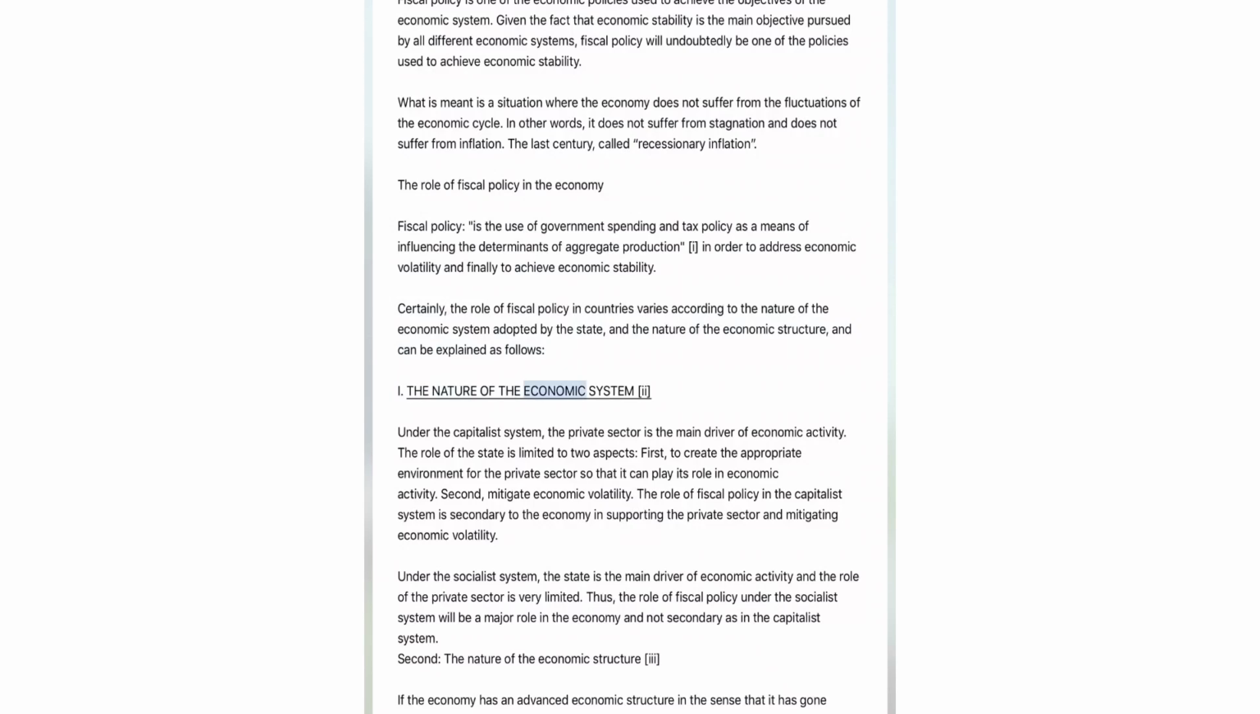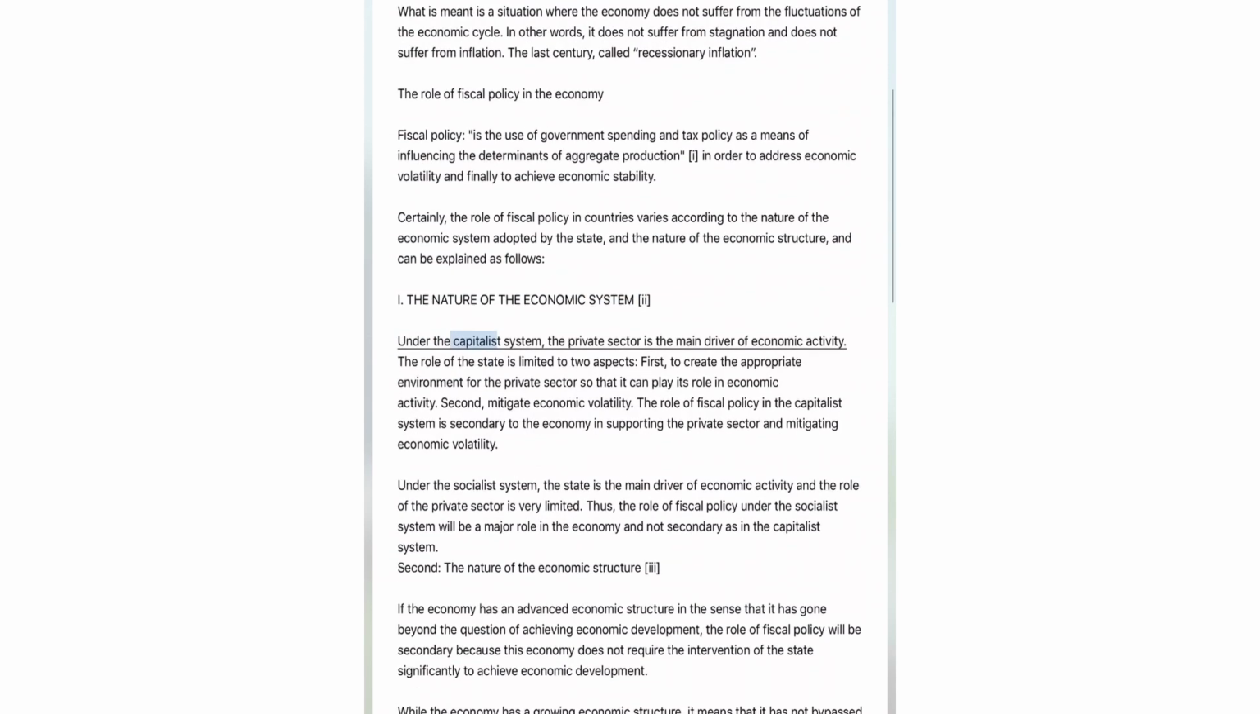First, the nature of the economic system. Under the capitalist system, the private sector is the main driver of economic activity. The role of the state is limited to two aspects. First, to create the appropriate environment for the private sector so that it can play its role in economic activity. Second, to mitigate economic volatility. The role of fiscal policy in the capitalist system is secondary to the economy in supporting the private sector and mitigating economic volatility.